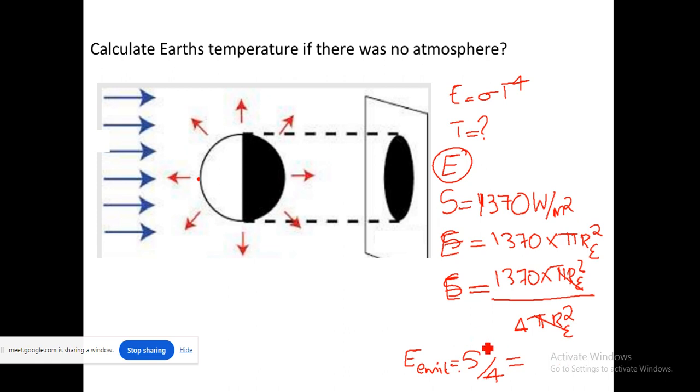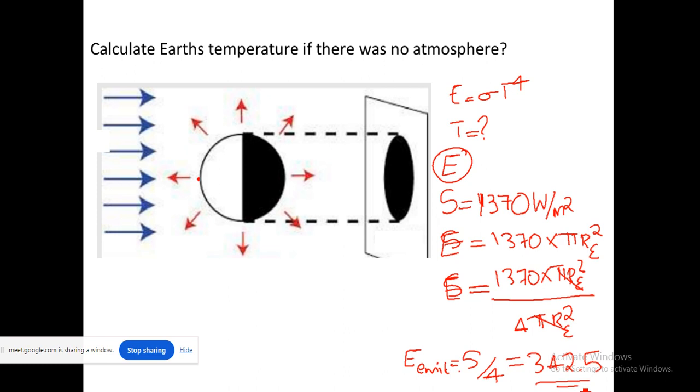342.5 watt per meter square. So what is our objective? Our objective is to find the temperature of the Earth. For that we use the Stefan-Boltzmann law, which says E is equal to σT⁴, where E is the energy emitted by the surface and T is the temperature of the surface. So we have to calculate T. For that we should know the energy emitted by Earth, that is E.